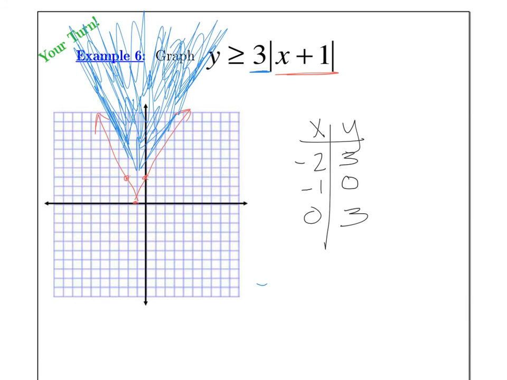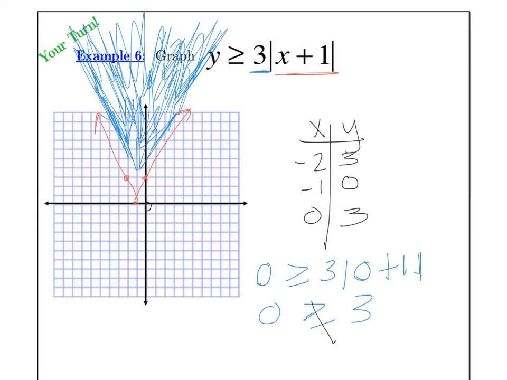And I could have also tested a point at 0, 0. We could have tested 0 greater than or equal to 3 times the absolute value of 0 plus 1. And I would find out that 0 is not greater than or equal to 3. And so that means it's not true at 0, 0. So that means I do not want to shade on the side of 0, 0. So I want to shade on the other side, so that would be inside the V.